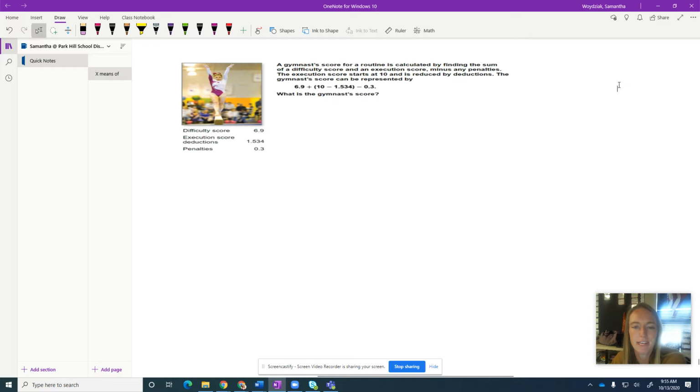Okay, example 3. A gymnast's score for a routine is calculated by finding the sum of a difficulty score and an execution score minus any penalties. The execution score starts at 10 and is reduced by deductions. The gymnast score can be represented by 6 and 9 tenths plus, in parentheses, 10 minus 1 and 534 thousandths, in parentheses, minus 3 tenths. So what is the gymnast score?